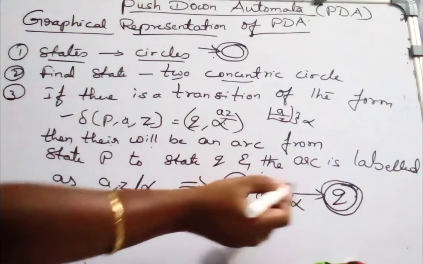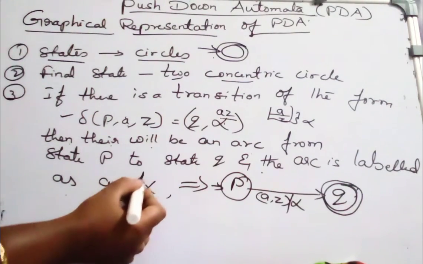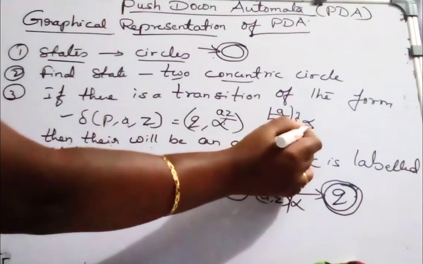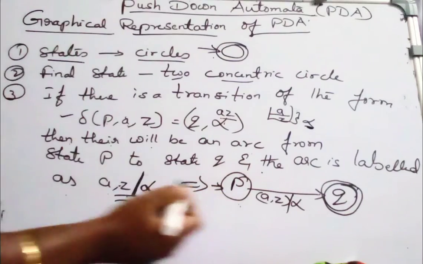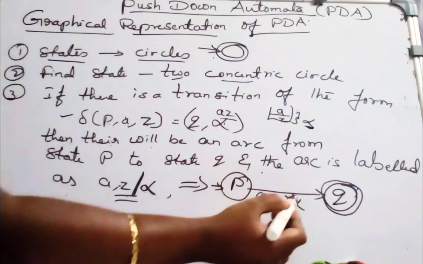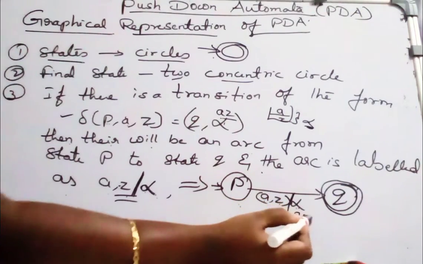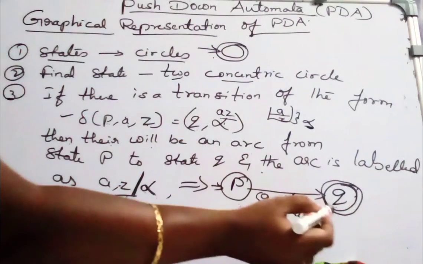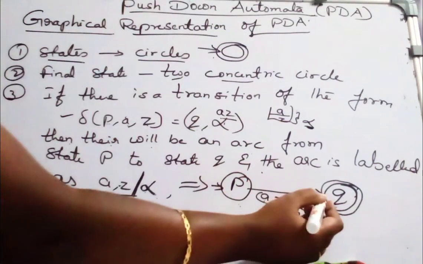So how do we write it in the graph? A, Z followed by a forward slash followed by α. α is the content on top of the stack. So how do we represent this? From the state P, on reading A, when the top of the stack is Z, you are pushing the symbol A to the stack. α is nothing but AZ. So here it is moving to the state Q. So this is the graphical representation for each and every arrow.